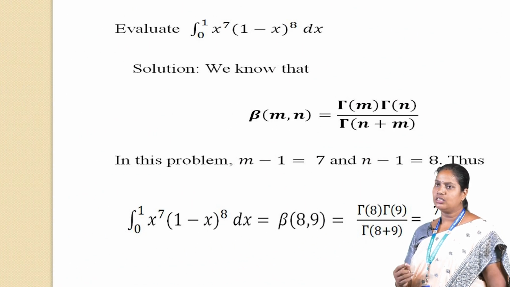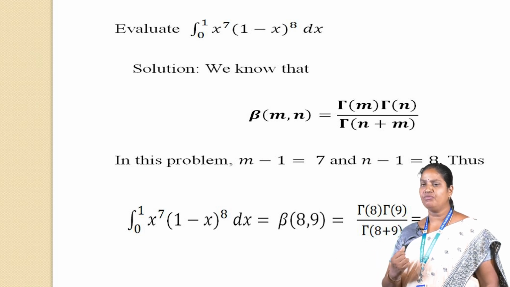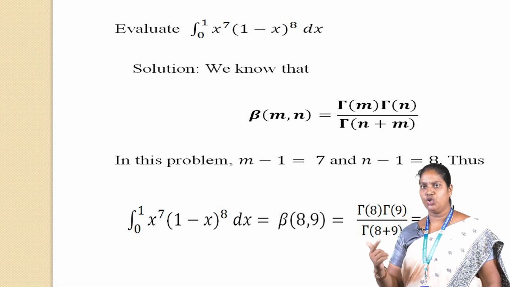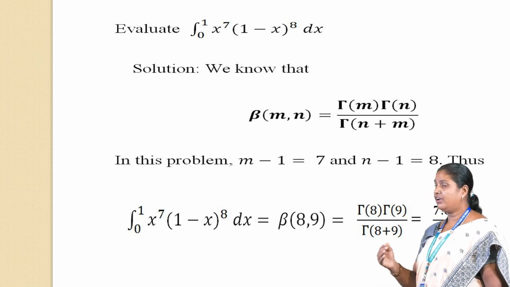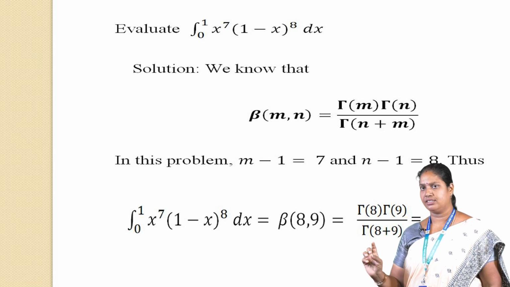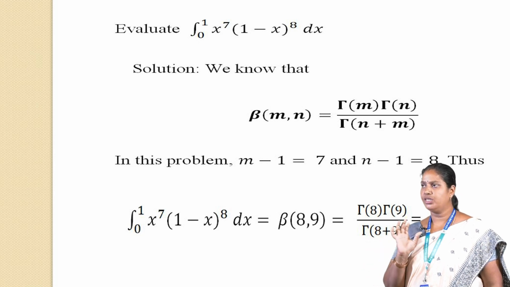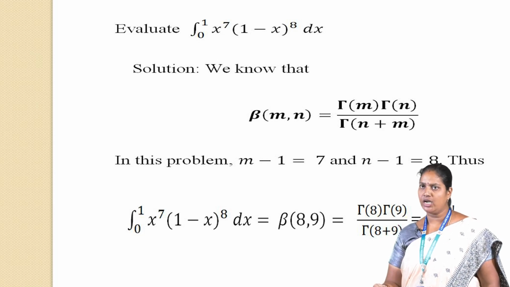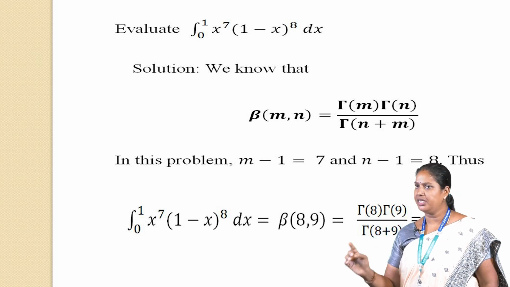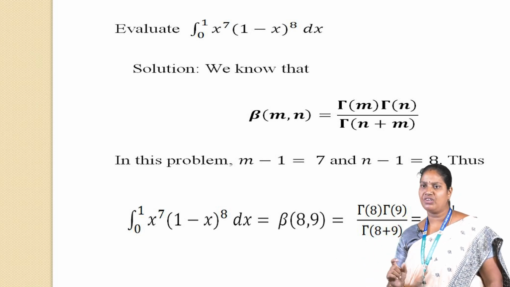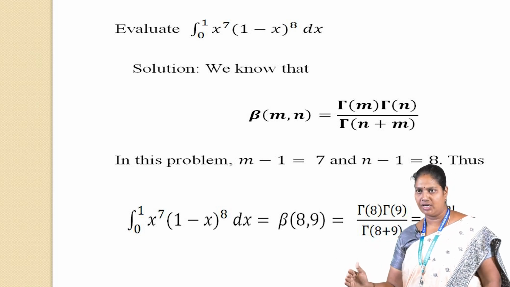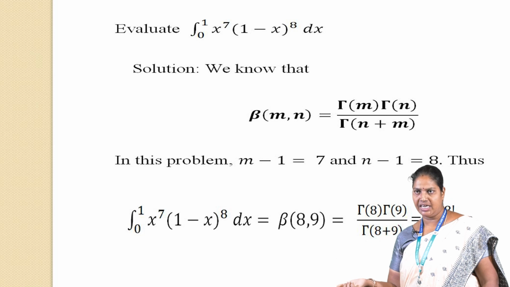Next we will solve a problem which involves the beta function. Evaluate the integral from 0 to 1 of x power 7 into (1 minus x) the whole power 8 dx. First, we know that this is a type of beta function. So what is the beta function? The integral from 0 to 1 of x power m minus 1 into (1 minus x) the whole power n minus 1 dx. So here, m minus 1 equals 7, and n minus 1 equals 8.